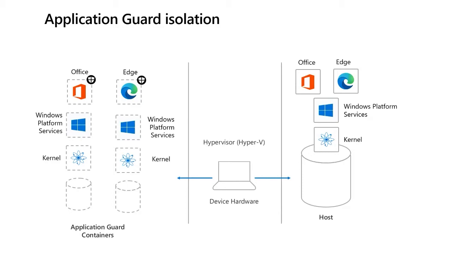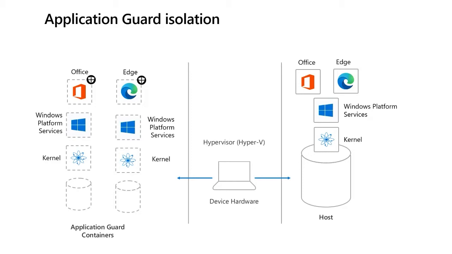So as you all could see on the screen, in the center of the screen is the device hardware. This could be your laptop, desktop, tablet. And on the right-hand side of the screen is the entire operating system itself, what we call the host. This host operating system has its own kernel, Windows platform services, and applications like Office and Edge. As you had seen in the demo before, without application guard for Office, the host was impacted. The host is where most of your sensitive content and login credentials are.